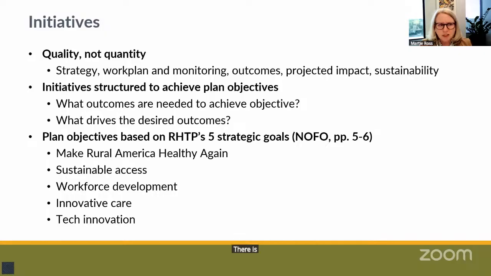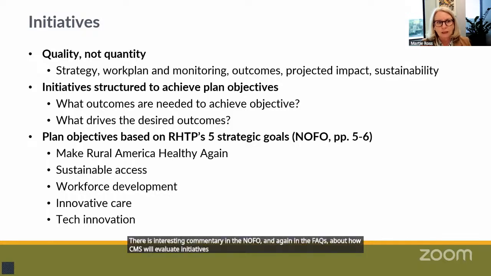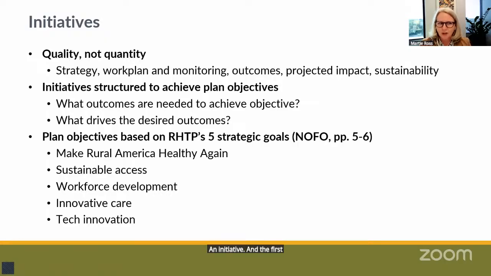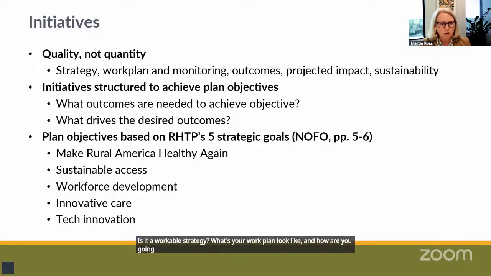There is interesting commentary in the NOFO and again in the FAQs about how CMS will evaluate initiatives and how you build an initiative. And the first comment they make is that it is not about the quantity of initiatives you intend to pursue. It is about the quality of your initiatives. And that quality will be judged across 5 domains. What's the strategy that you're presenting? Is it a workable strategy? What's your work plan look like? And how are you going to monitor progress on the work plan towards implementation and sustainability?